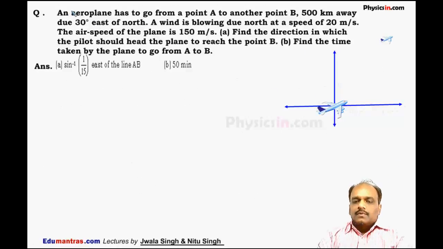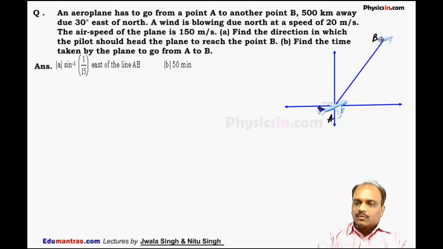Next question. An aeroplane has to go from point A to point B. This is point A. It has to move from A to B along this line. Now 30 degree east of north. This is our north, south, east and west. 30 degree east of north means this angle is 30 degree. East of north means this angle.